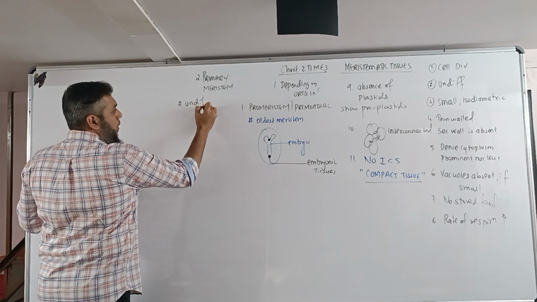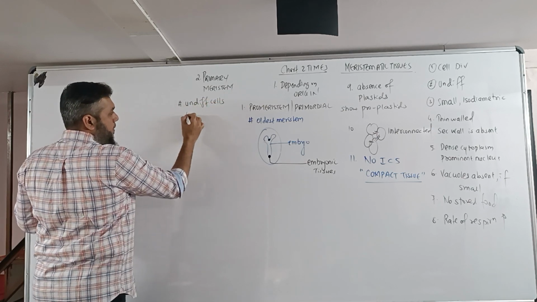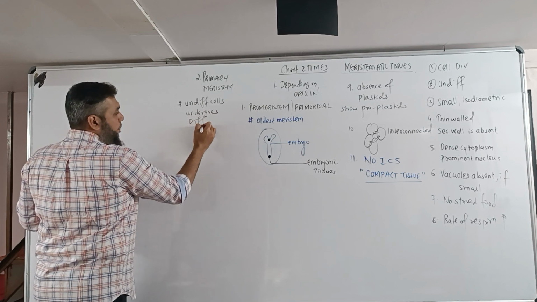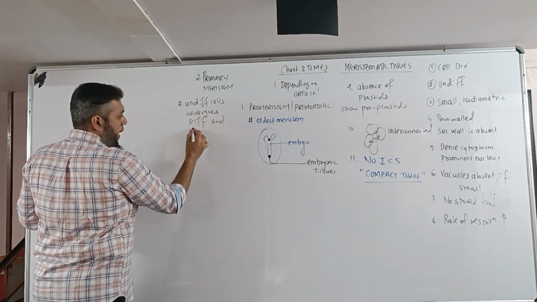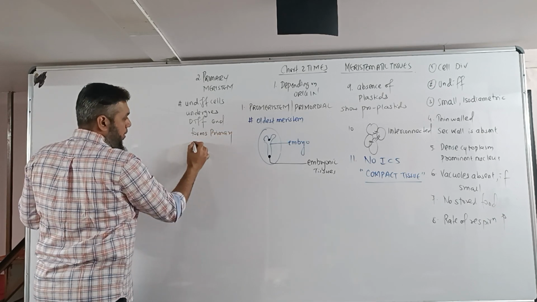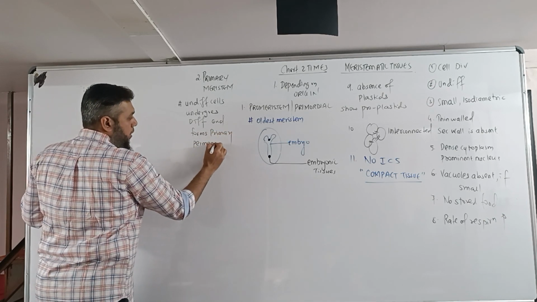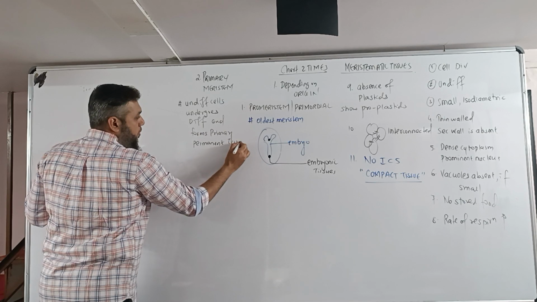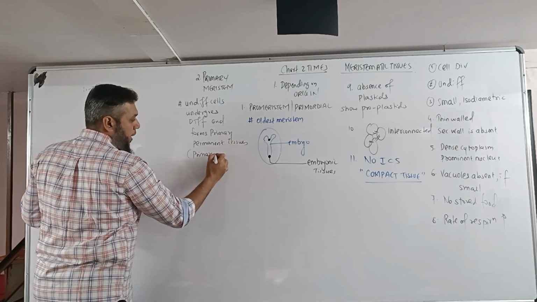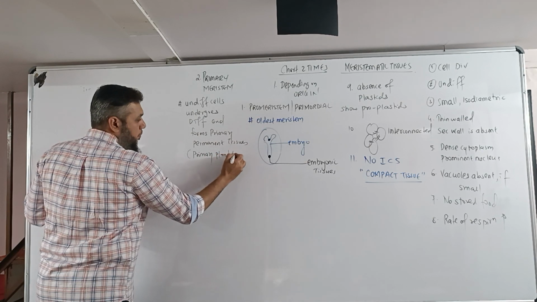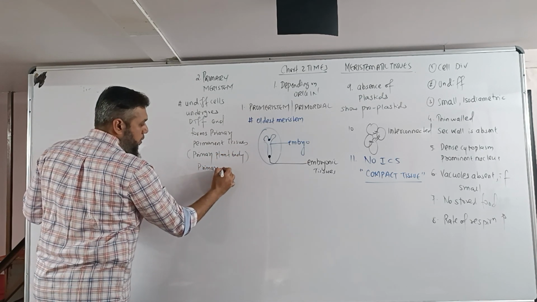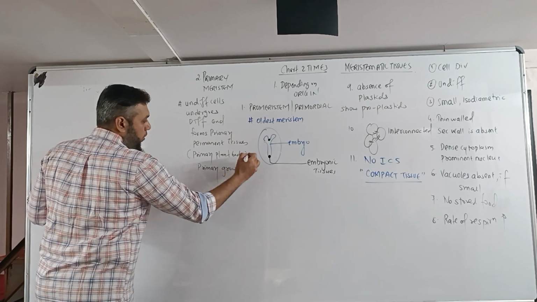Primary meristem is undifferentiated cells which undergo differentiation, and it forms the primary permanent tissues. It forms the primary plant body, the first plant body. So it is responsible for which growth? Primary growth.